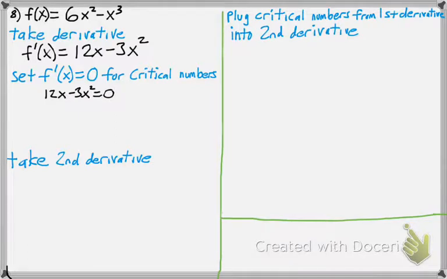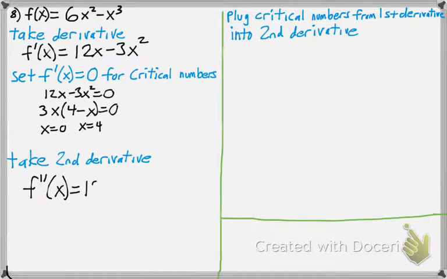And then I want to factor, and I can factor out a 3x, which is going to leave me with 4 minus x. And then if I solve, x is going to be equal to 0, and x is going to be equal to 4. So those are my critical numbers, and I want to hold on to those right now. I'm not going to use them quite yet. I actually need to find the second derivative. So if you look back at the first derivative and take the derivative again, f double prime is going to be equal to 12 minus 6x.